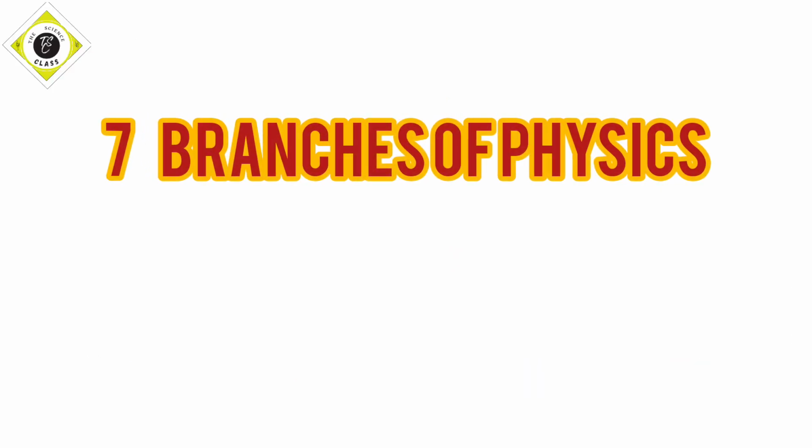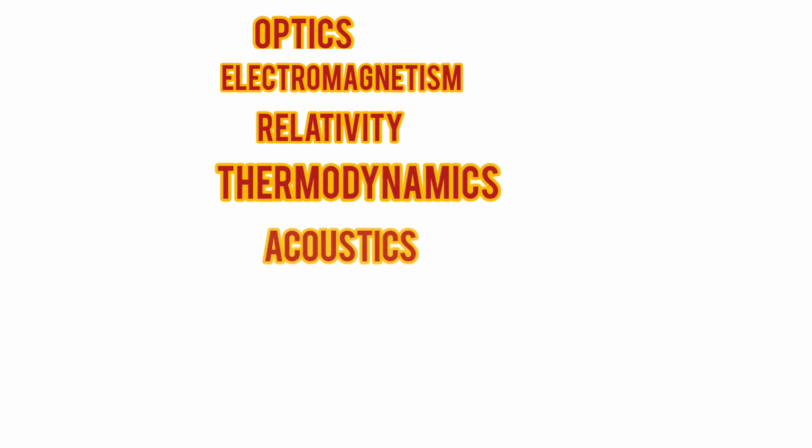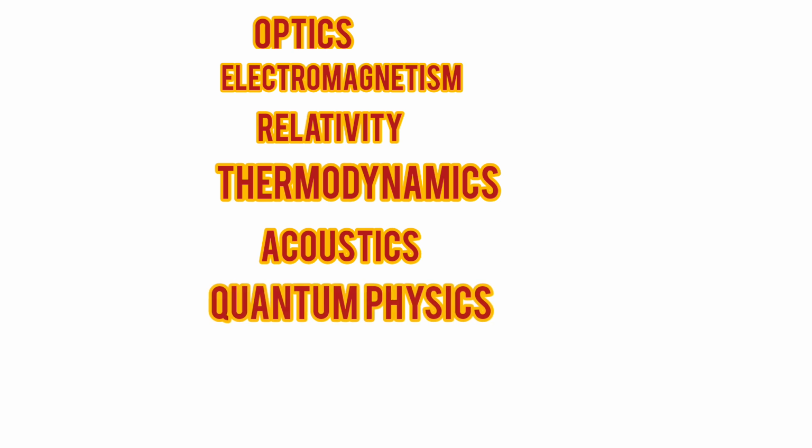We have different branches of physics. There are a lot of ways people classify the branches of physics, but in today's tutorial, I'm just going to be classifying physics into 7 branches. The first one is optics, second is electromagnetism, third is relativity, fourth is thermodynamics, fifth is acoustics, sixth is quantum physics, seventh is mechanics.